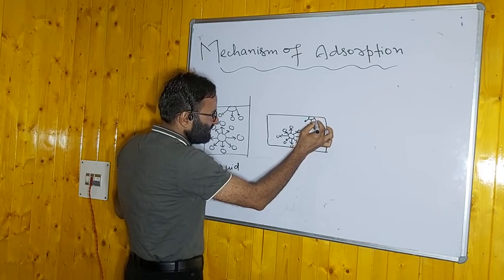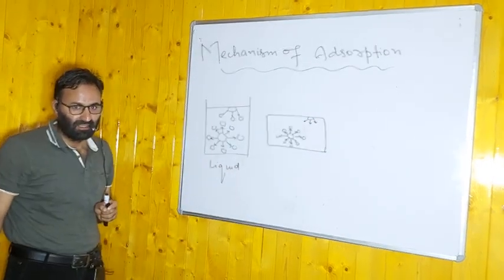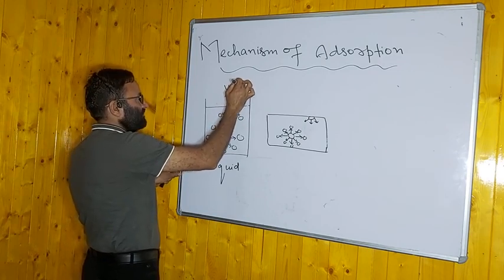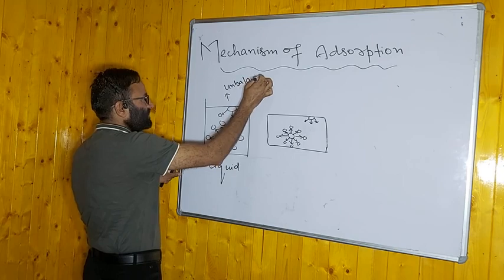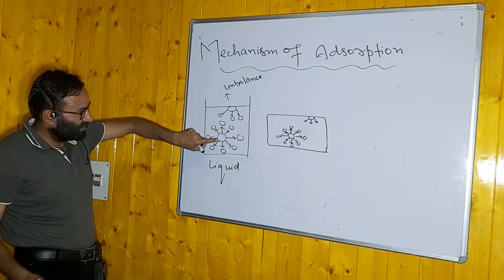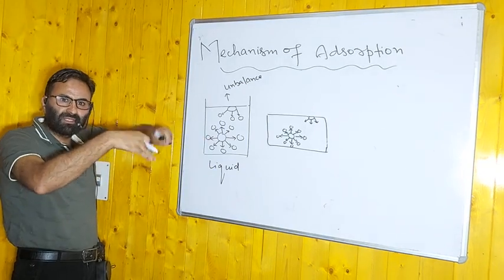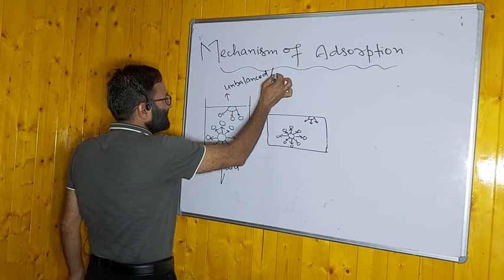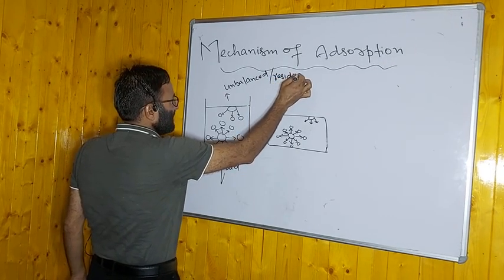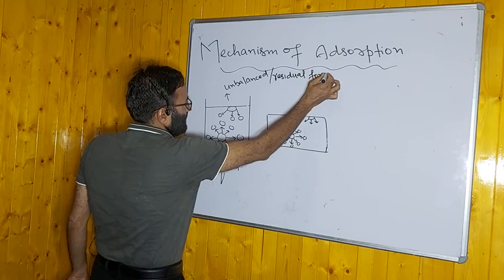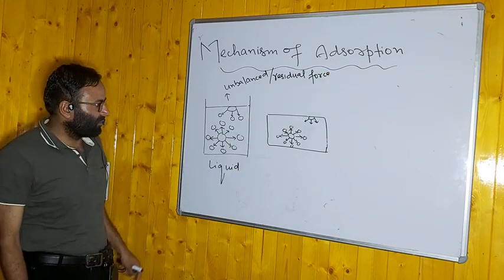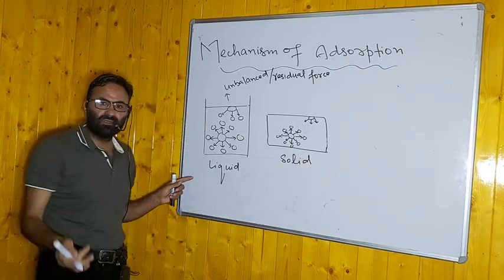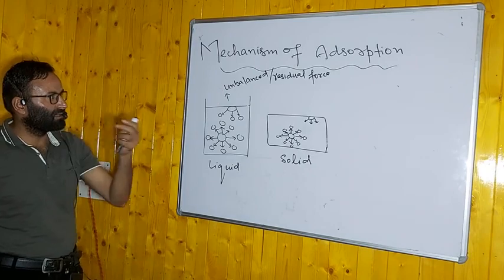feels some downward pull, some downward force. This downward force is known as unbalanced force. Force is not balanced. In the interior case, in case of bulk molecule, the force is balanced, but here the force is unbalanced, or this unbalanced force is known as a residual force. This unbalanced force or residual force is in case of both liquid and a solid. In both the cases there is this unbalanced or residual force.